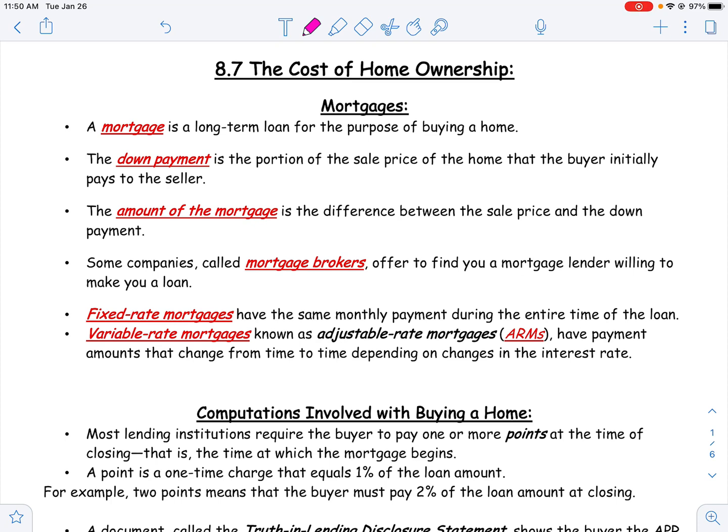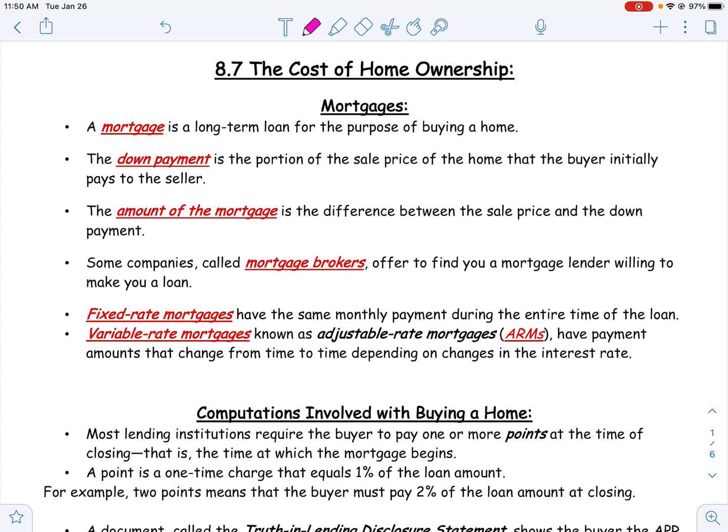So you can lease or rent a home, or you can purchase a home. Now, most of the time, in order to purchase a home, you need to take out a long-term loan, which is called a mortgage. So in this section, we're going to talk about down payments and mortgage amounts, and then how to calculate the loan payment or the mortgage payment each month depending on your mortgage. So again, a mortgage is a long-term loan for the purpose of buying a home.